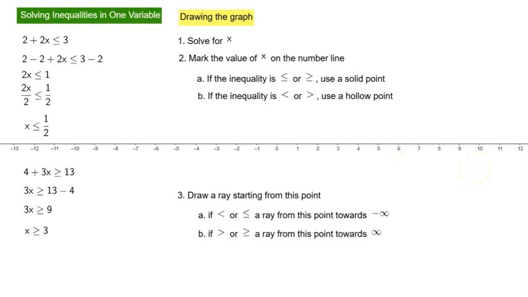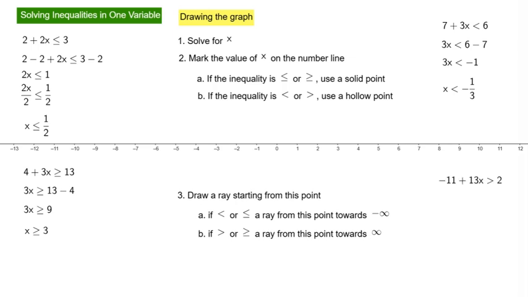Let's look at the next. 7 plus 3x is less than 6. 3x is less than 6 minus 7, which means 3x is less than minus 1, which means x is less than minus 1 by 3. And now here the equality sign is not there. x is less than, so we use a hollow point to mark minus 1 by 3. And since it is less than, the arrow goes to the left.